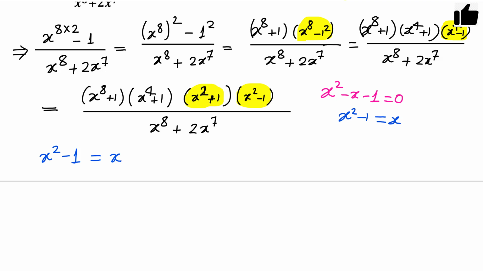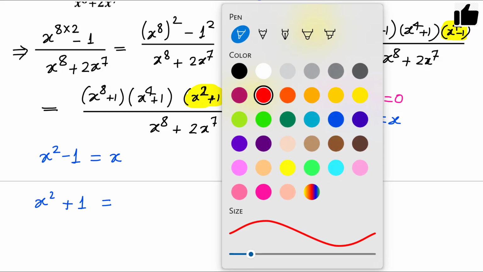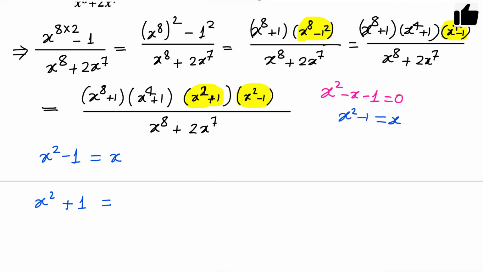Now the second term, x square plus 1. Once again from this expression you can say, if you add 2 to both sides, what you will have? You will have x square plus 2 minus 1, and this is equal to x plus 2. So this becomes simply x square plus 1, and this is equal to x plus 2. So I will have this term equal to x plus 2.